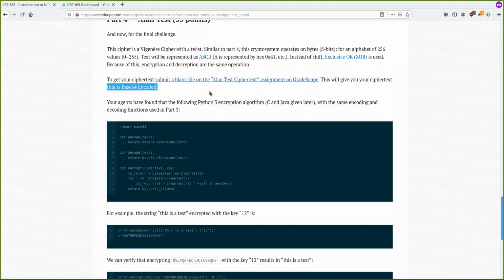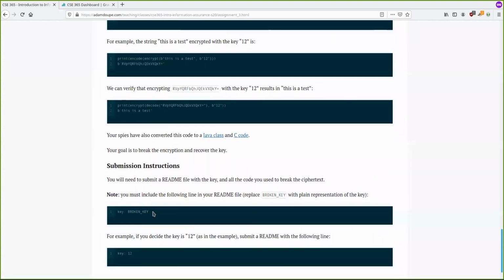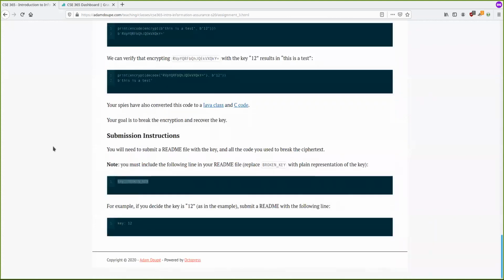Just like in part 3, we have also given you functions that will help you decode and encode to base 64, and also the encryption function that is used to generate the ciphertext. And similar to all the previous assignments, your solution should include the key in this specific format and also a description and the code on how you broke the ciphertext itself. Okay, that's the end of the walkthrough of this assignment.